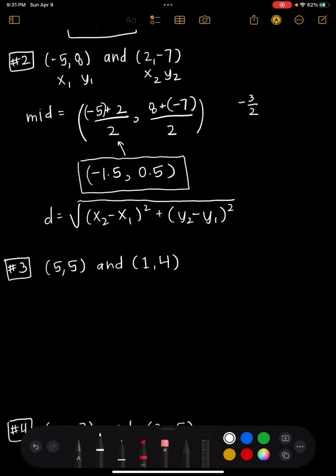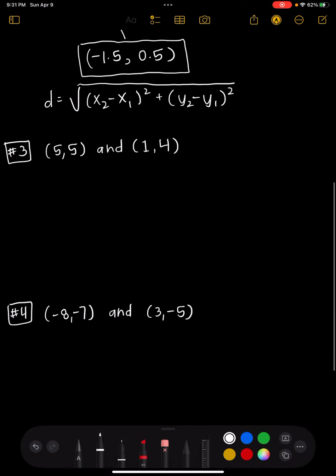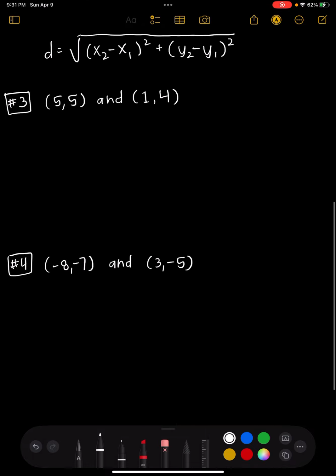All right, so that's how we deal with the midpoint. Now let's talk about the distance. And the distance formula is now right at the top of my screen. It's d is equal to the square root of (x2 minus x1) squared plus (y2 minus y1) squared.